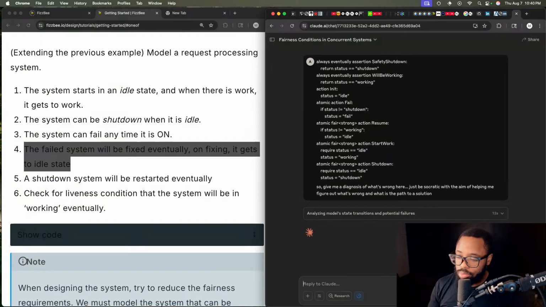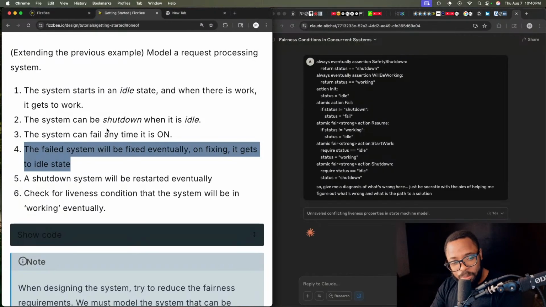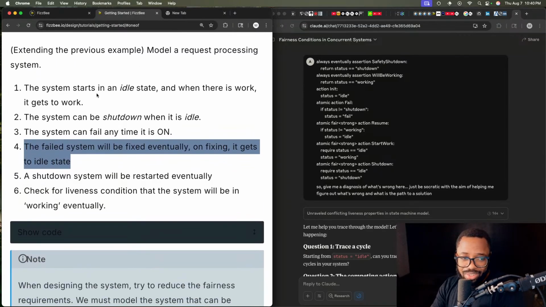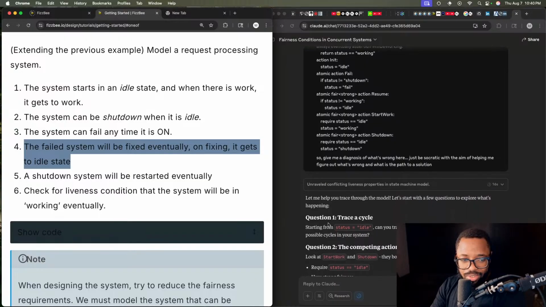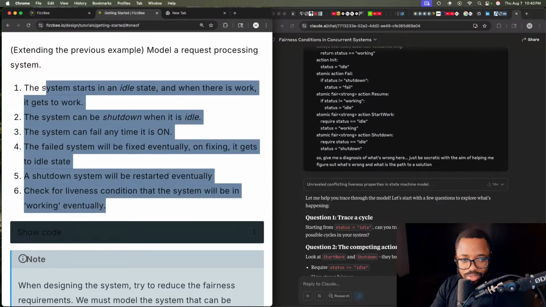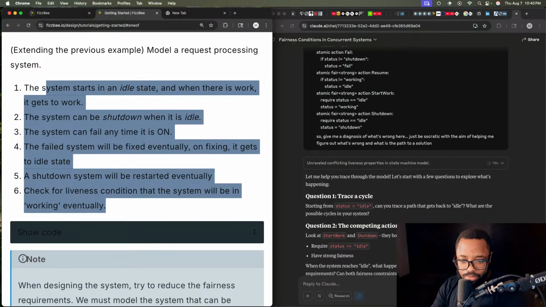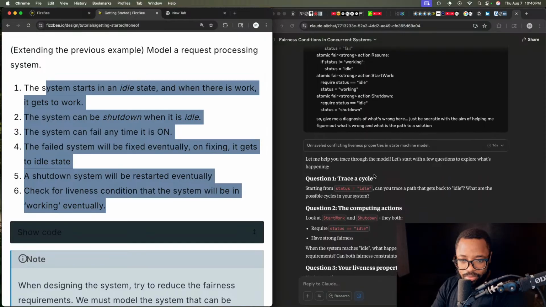Doesn't feel great, I'm not gonna lie. Very first exercise, and on the surface it looks pretty straightforward, I think. Okay, trace a cycle. Starting from say, can you trace a path that gets back to idle? What are the possible cycles in your system?